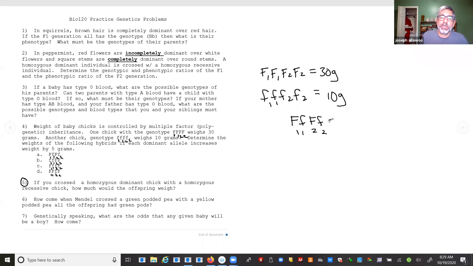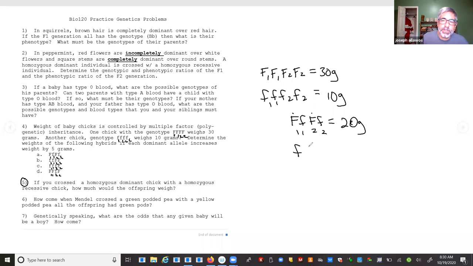The way to approach this is to look at this and say, if it was homozygous recessive, if it was all little f's, how much would it weigh? Well, it would weigh 10 grams. Start at 10, and then it tells you to add 5 grams for each dominant allele. So we start at 10, we add 5 here, 15, nothing there, that's recessive. 5 more is 20, nothing there, that's recessive. So this one's going to weigh 20 grams.